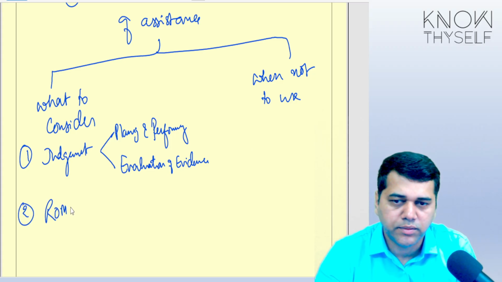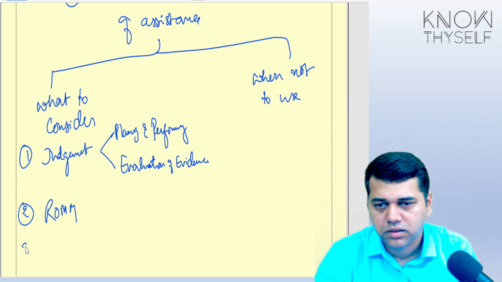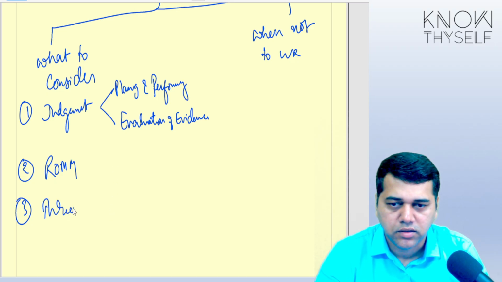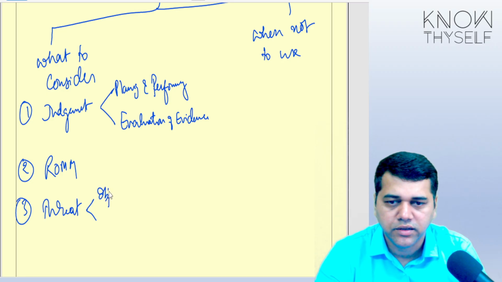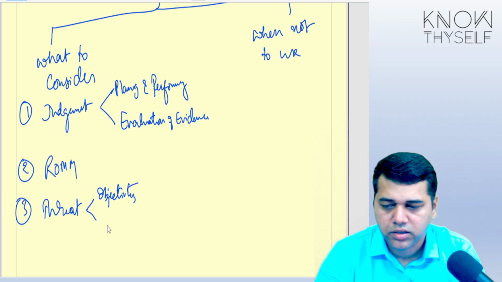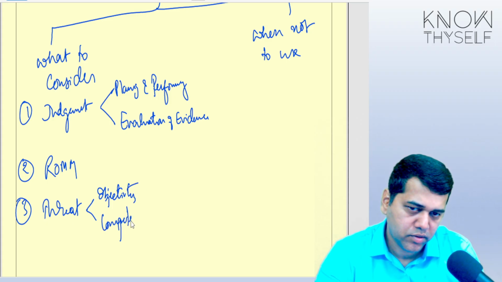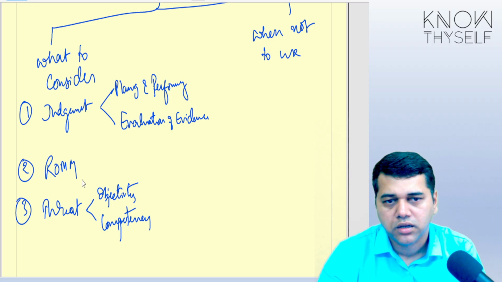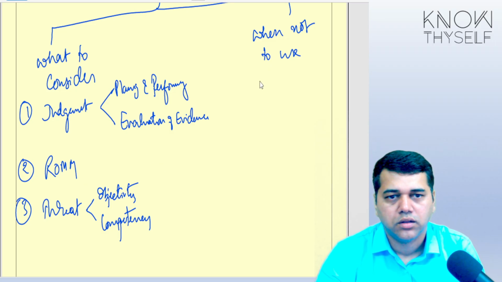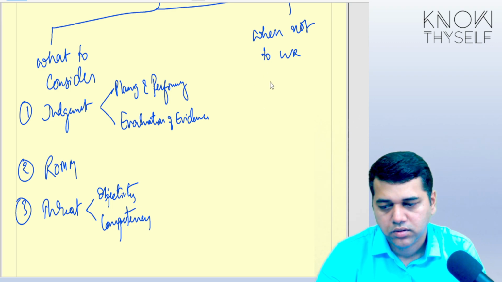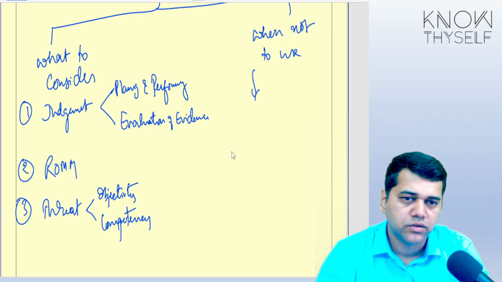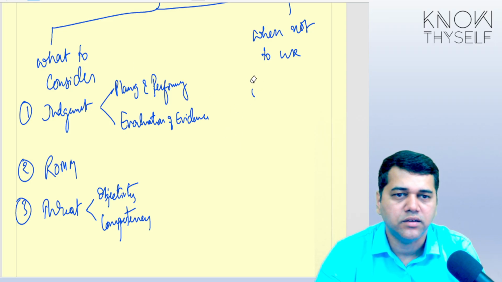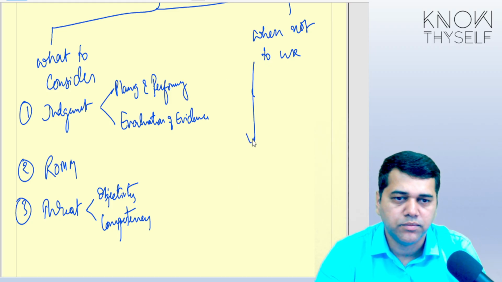Second, ROMM. Third, threat to objectivity, competence. These are the three factors you need to evaluate. Okay, which all the work you should not use? I can write something here. Which work you are not supposed to use them?